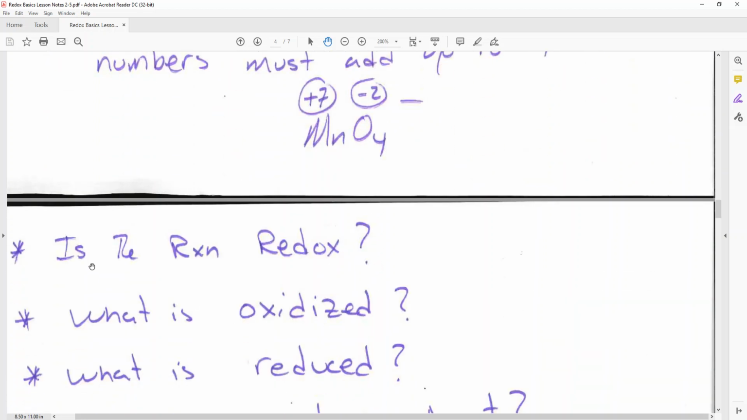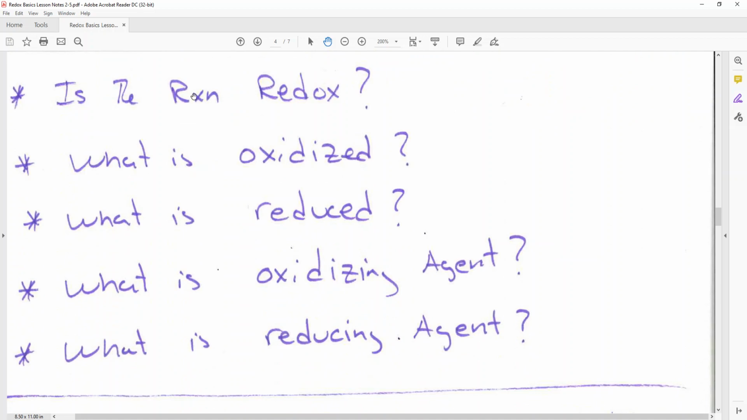All right. So the questions you want to be able to answer are: is a chemical reaction also a redox reaction, is it also oxidation-reduction? What is being oxidized in the reaction? What is being reduced? And sometimes you'll be asked: what is the oxidizing agent? What is the reducing agent? When you see that word agent, think opposite. So whatever is reduced is the oxidizing agent. Whatever gets oxidized is the reducing agent. Whatever loses electrons ends up being the reducing agent. Whatever gains electrons ends up being the oxidizing agent.